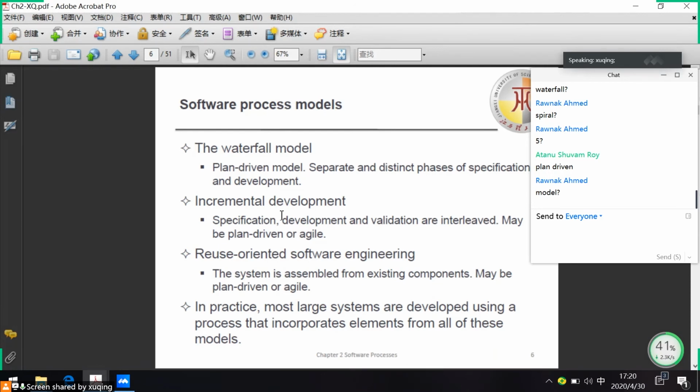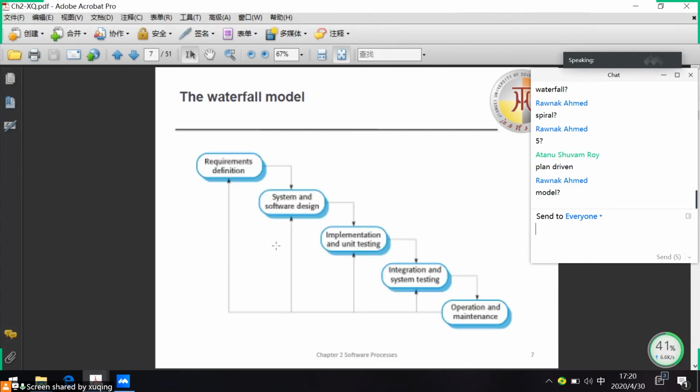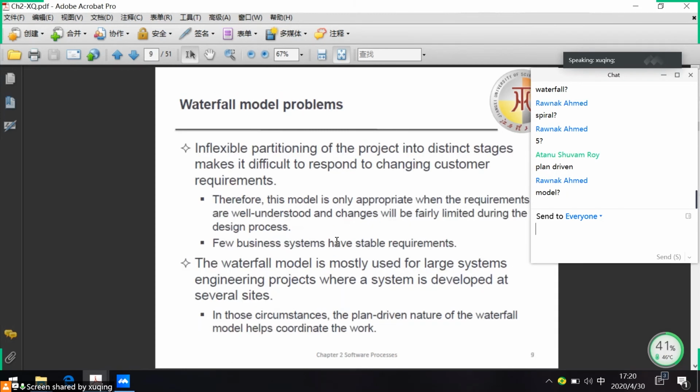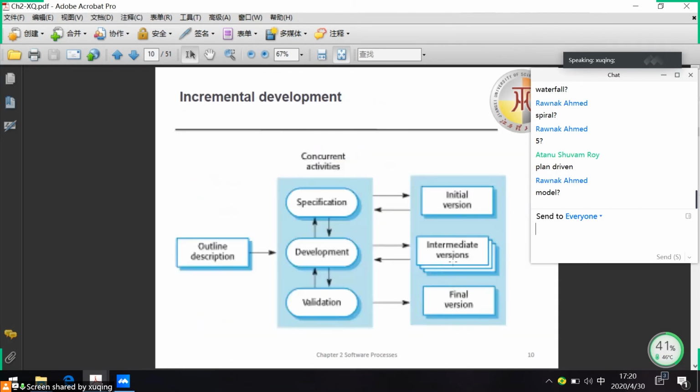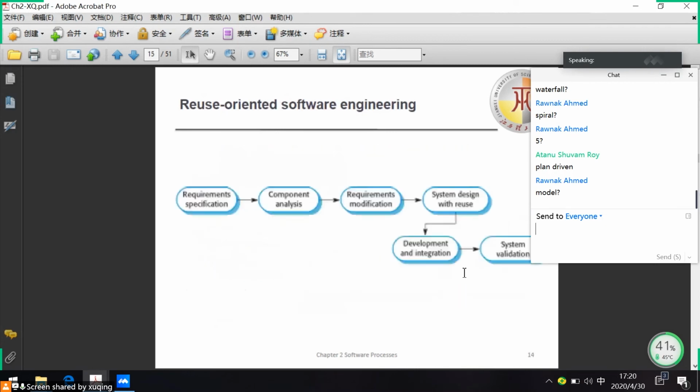And when we are asked to use diagrams to describe each of them, you see here for these three general process models, each of them has a diagram. It is also in your second assignment. Roy, you have done it perfectly. You have also designed it by yourself. Do you remember?